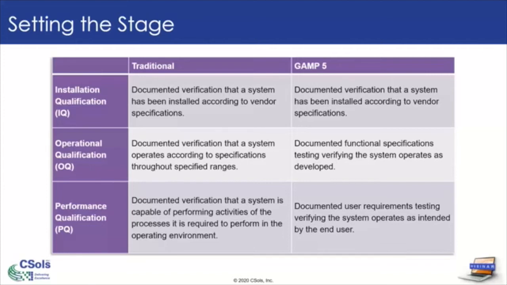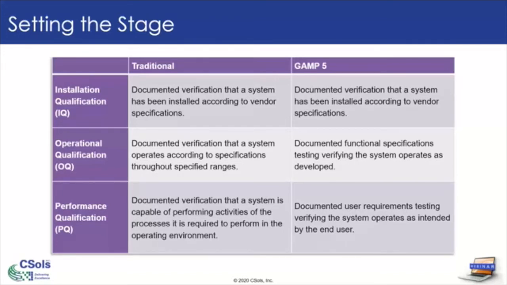Jump to OQ, operational qualification. The traditional definition of this is verification that your system is operating according to specifications through specified ranges. So it's really focusing traditionally on the functionality of the system to do the work you need it to do. With GAMP5, what has shifted a little bit is being more specific that the OQ is tied to your functional specs. So with GAMP, OQ is defined as documented functional spec testing, verifying the system is operating as it was developed by the vendor.